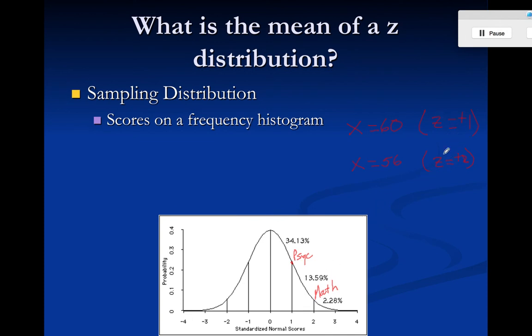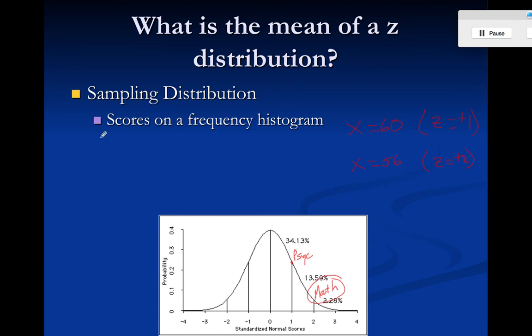I converted both of them into Z's, so now that makes them equivalent. So here we were talking about psych score, math score, but now we're talking about Z and Z. So we can put them both on the same distribution in this particular case. So here, in which class am I technically doing better in? I'm doing better in math because I'm further away from the zero value.